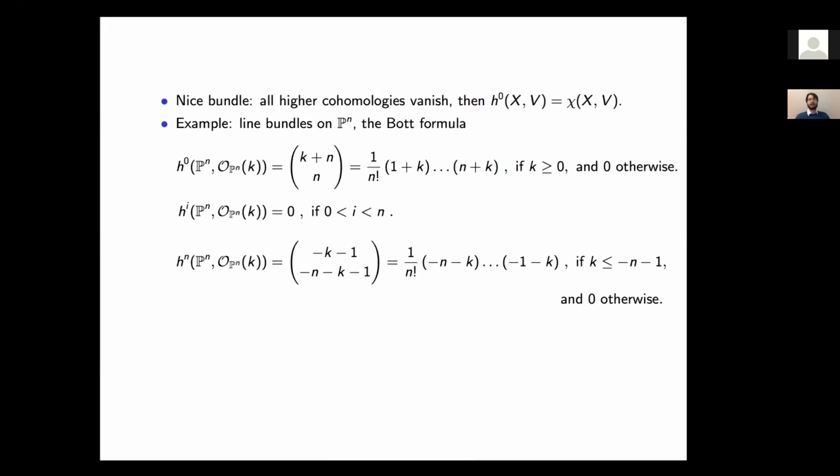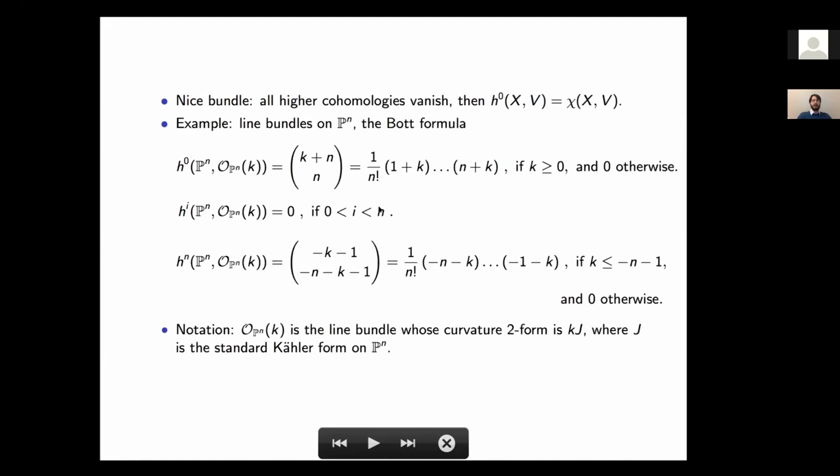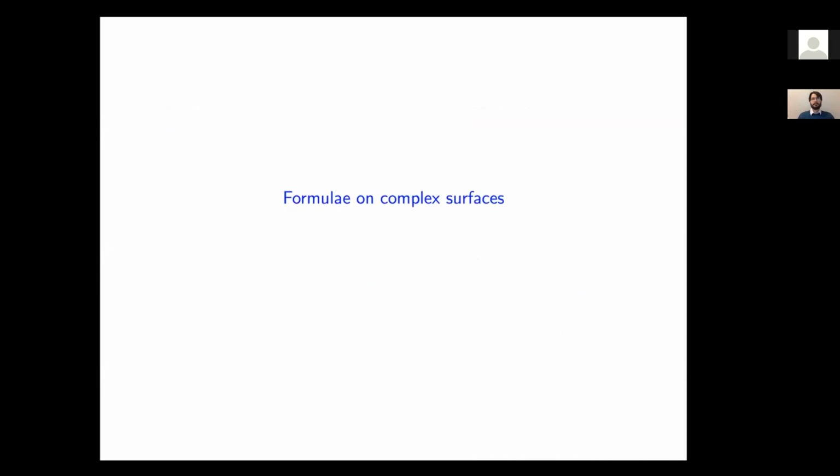As an example, take line bundles on complex projective spaces, and you have the Bott formula, the famous Bott formula, which tells you that you can compute the dimension of each cohomology group as a polynomial. So a piece of notation, if you're not familiar with it: O(K) is the line bundle on P^n whose curvature 2-form is K multiples of the Kähler form on P^n. Okay, so this notation will appear afterwards.